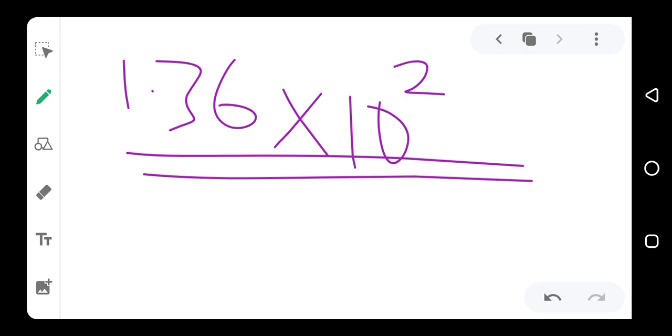So this is how to do multiplication and division of numbers expressed in standard forms.